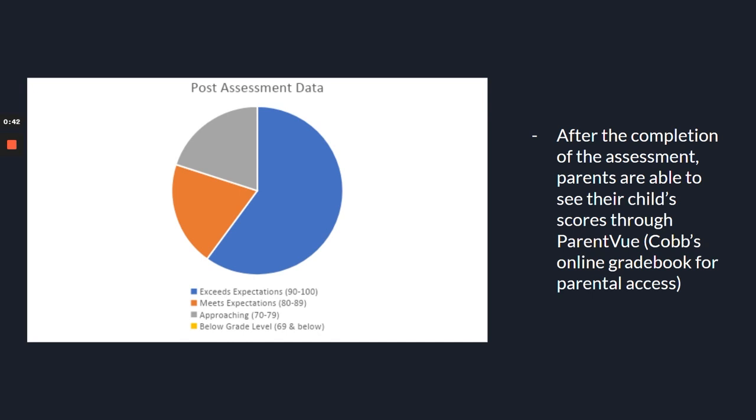Once students completed the assessment on CTLS, which is Cobb's teaching and learning system, so our learning management system, the parents are then able to see their child's scores through Parent View, which is Cobb's online gradebook for parental access.